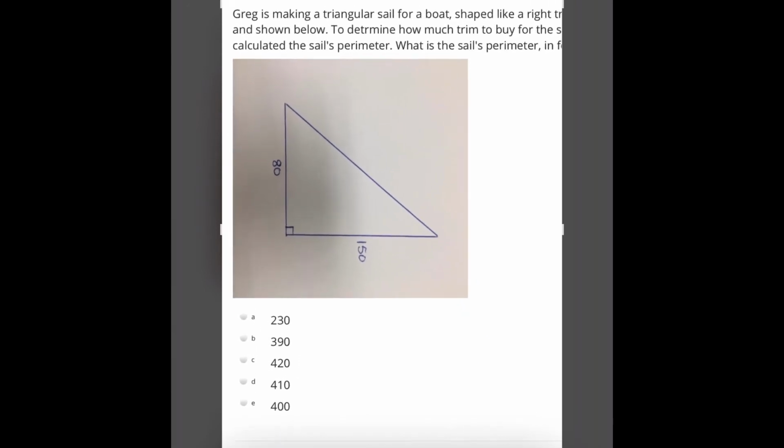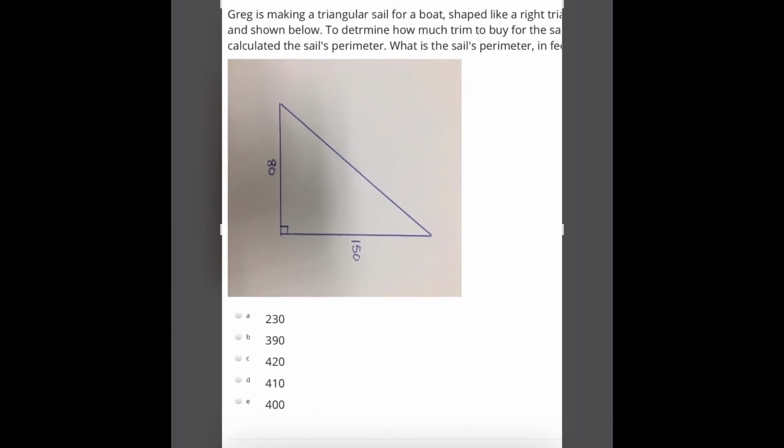We need to find the hypotenuse of that, and if you remember your right triangle triples, you have 3, 4, 5, you have 5, 12, 13, you have 7, 24, 25, and you have 8, 15, 17. Well, this triangle is actually a multiple of one of these, and it's the 8, 15, 17. You have 80, 150. This will be 170.